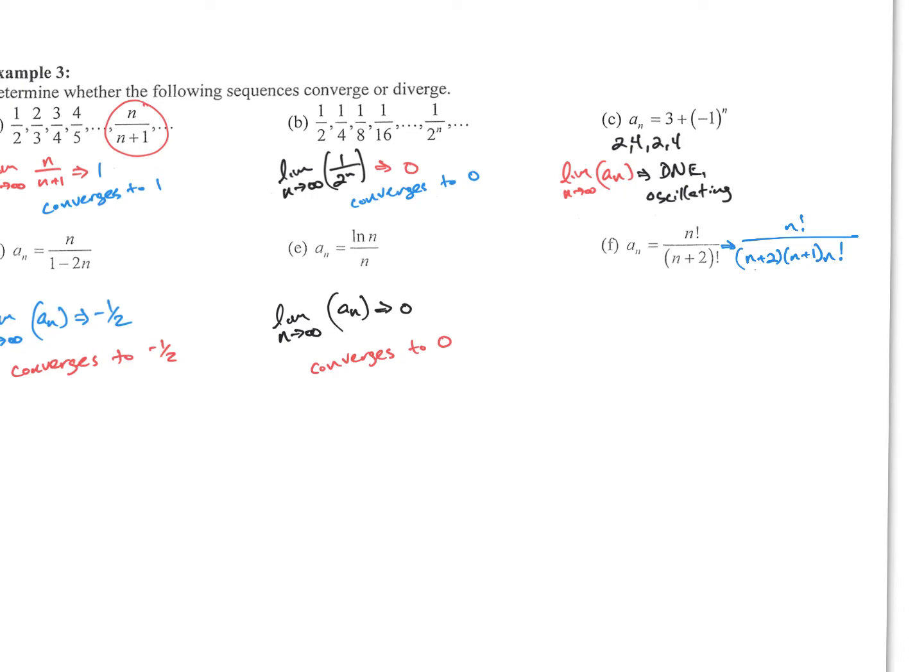But what can cancel out now? The n factorials, because those go to 1. So truly, my a sub n is 1 over n plus 2 times n plus 1, right? So now, if I think of that as my a sub n, if I take a limit as n approaches infinity of a sub n now, who wins, top or bottom? Bottom wins. So what does it go to? 0. And so that sequence converges to 0. Pretty good? All right. So here we go.